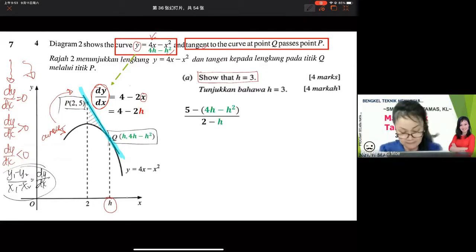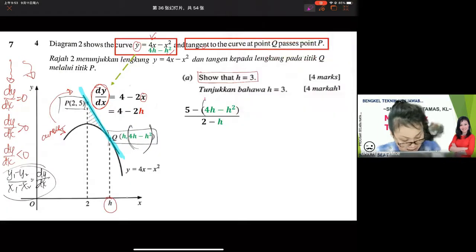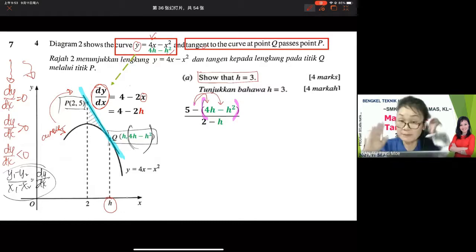Okay, I continue. 5 minus h, 4h minus h squared. And remember, this is the coordinate of y. Please make sure that you have this in the bracket. This one should be in the bracket, because this is minus. Otherwise, you will get it wrong. Again, make sure that you have the bracket because this is one term, right? Otherwise, you will turn out as 5 minus 4h, then minus h squared. That is wrong already. The formula is applied wrongly.